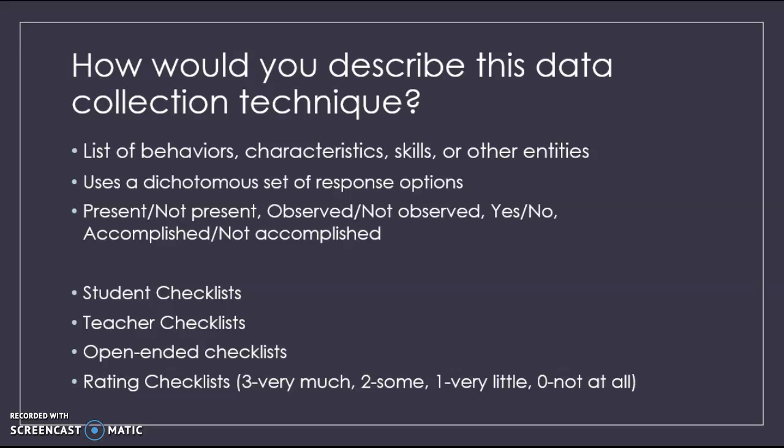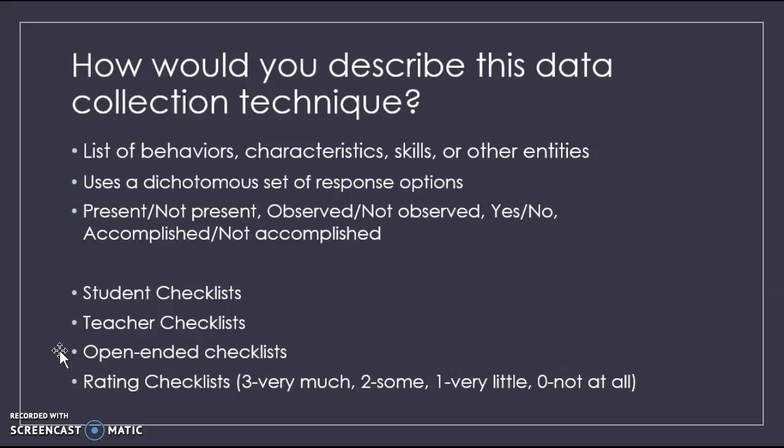Then, after I looked more into the text by Andrew Johnson, he described four different types of checklists. One was student checklists, where you give the students a list of items and they get to mark off if they're done or maybe how many times they've done them. Then you have teacher checklists, where the teacher does the same thing, observing students' behaviors or student skills.